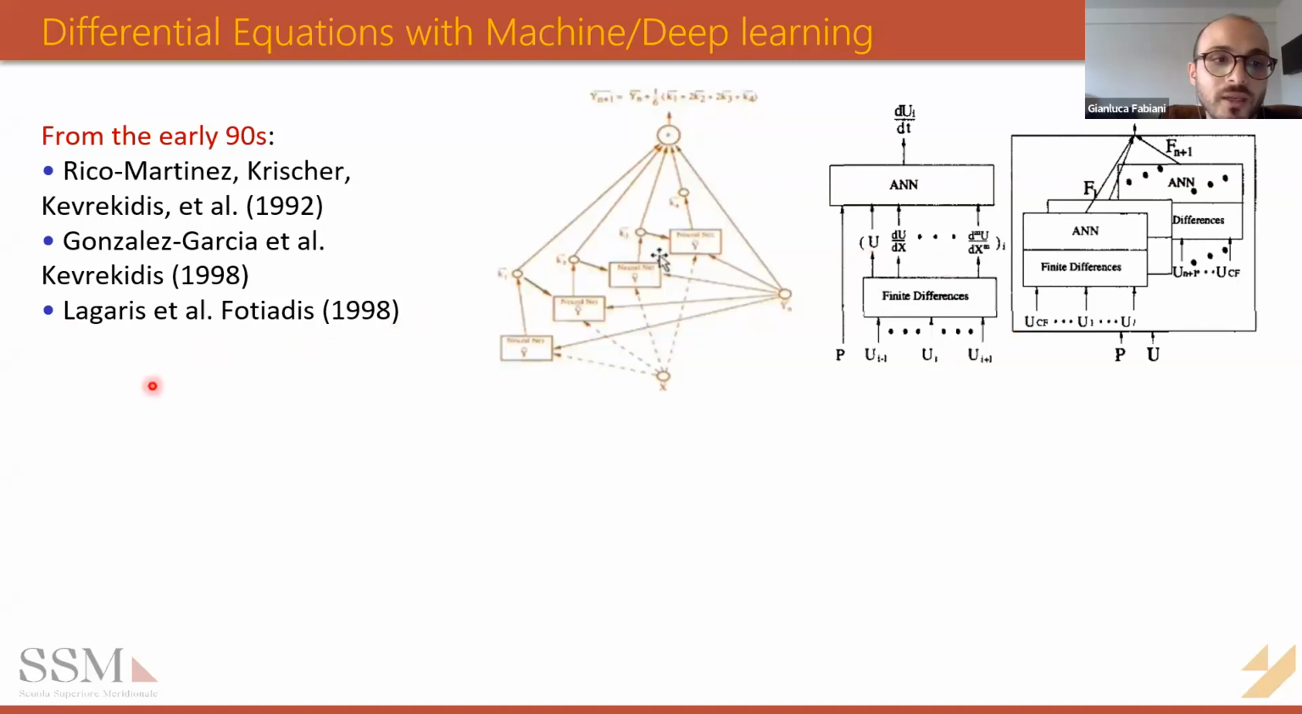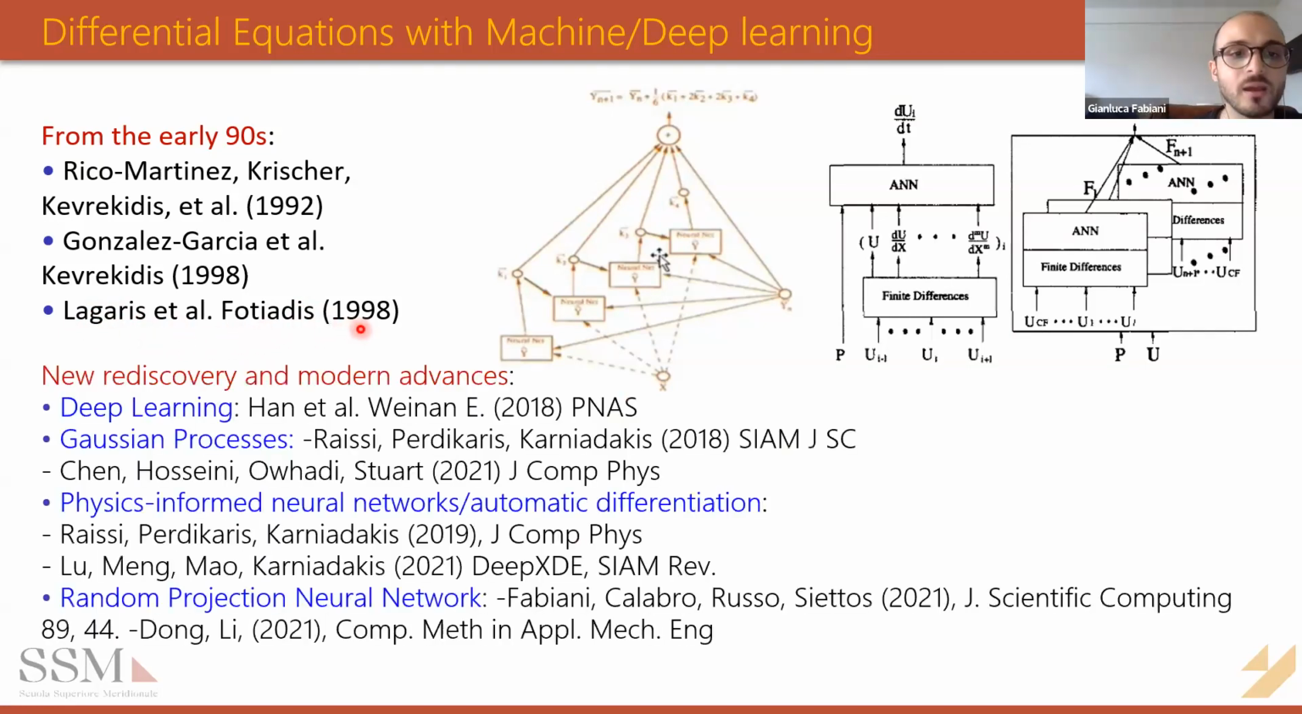And then the main reference for solving the forward problem is Lagaris et al. in 1998. And nowadays, with new algorithms and new computational power, there is a rediscovery and also modern advances. Indeed, we have a lot of methods now to solve PDEs, like deep learning, Gaussian processes, and physics-informed neural networks that take advantage of automatic differentiation. And we are also working on random projection neural networks for this kind of problem, as we did in the Journal of Scientific Computing in 2021.